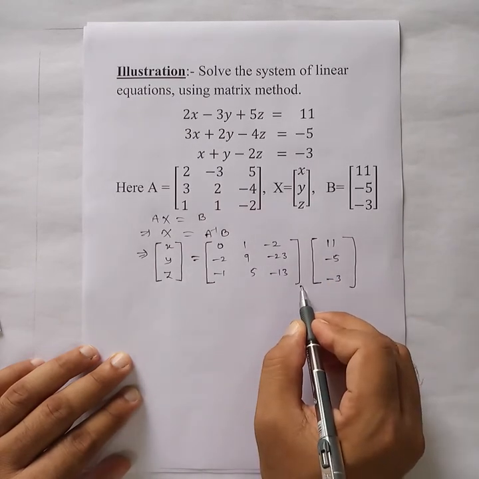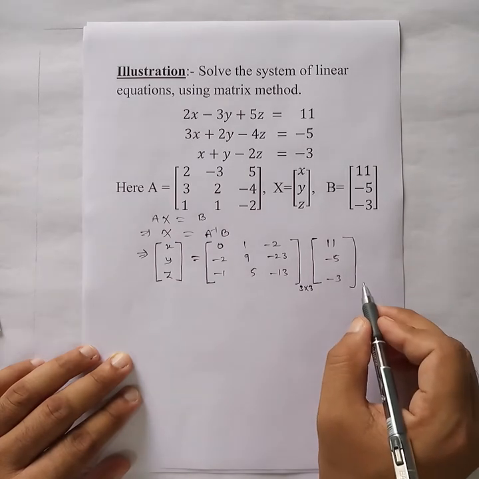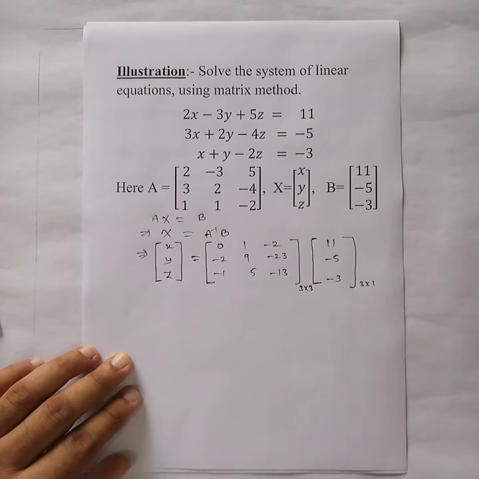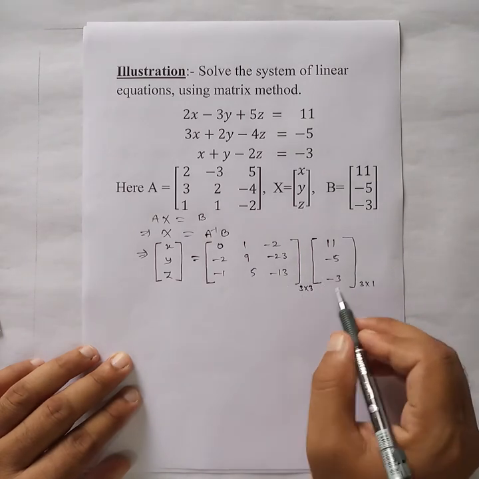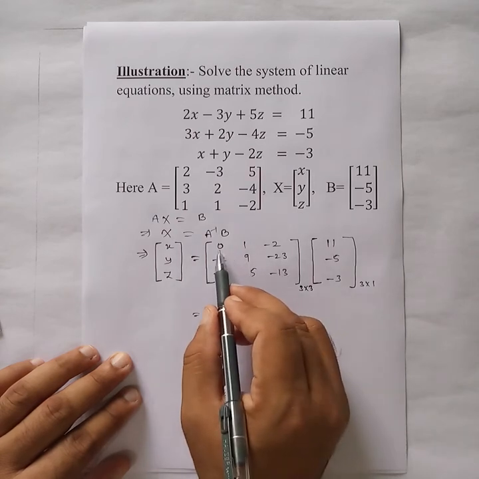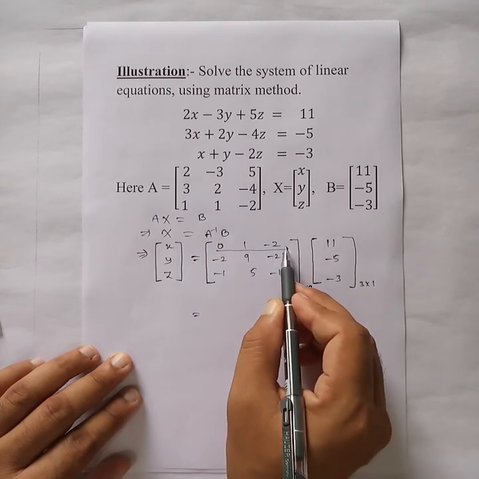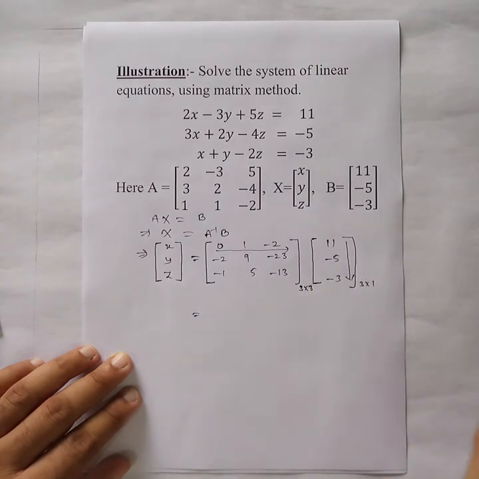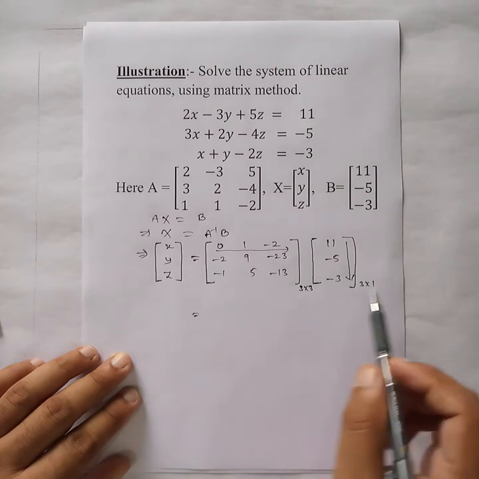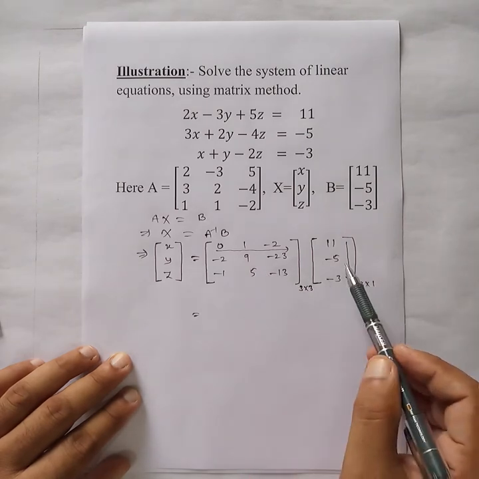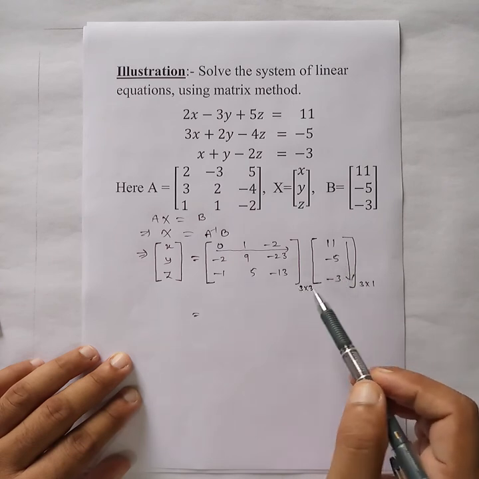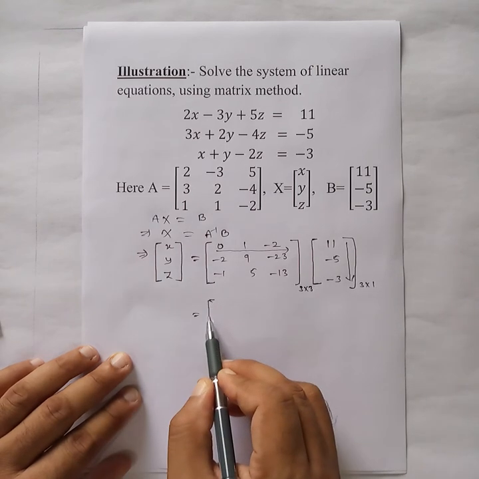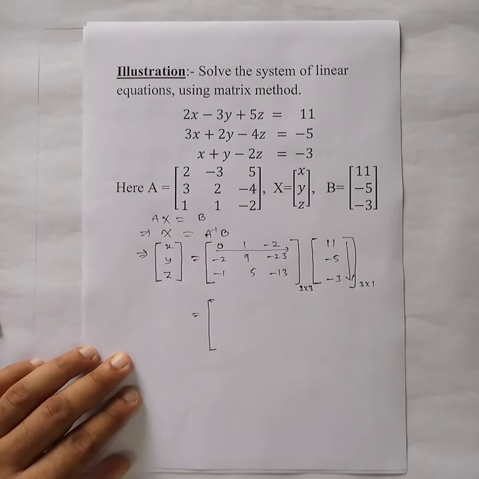Now the order of this matrix is 3 by 3 and the order of this matrix is 3 by 1. So by the property of matrix multiplication, both matrices can be multiplied, and we multiply the rows of this matrix by the column of this matrix. We know that the product of these matrices will give us a matrix of order 3 by 1.